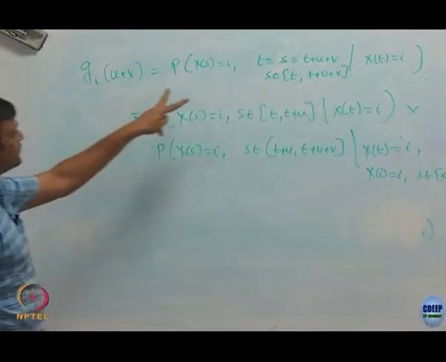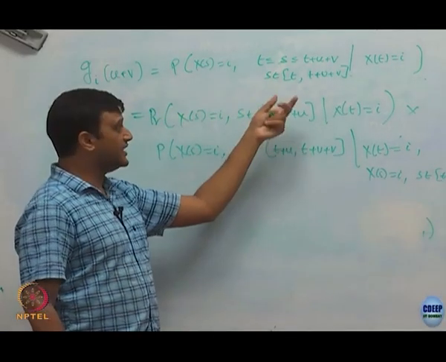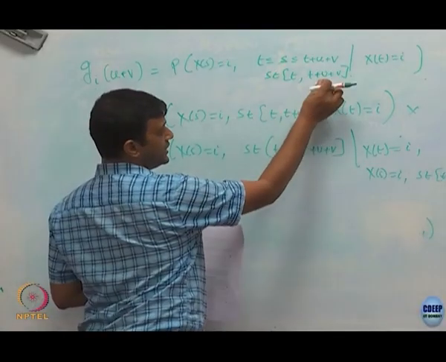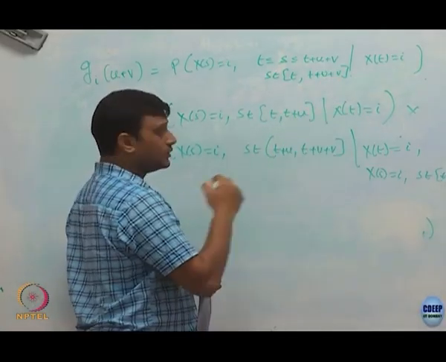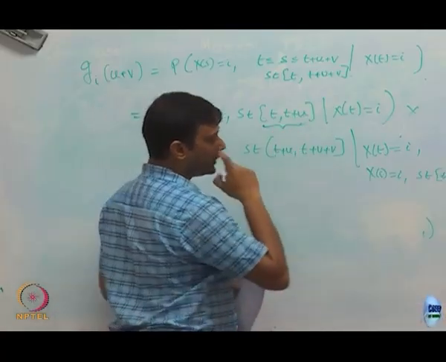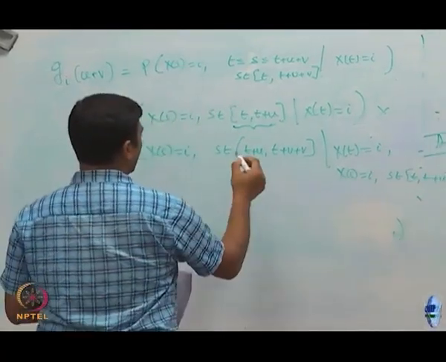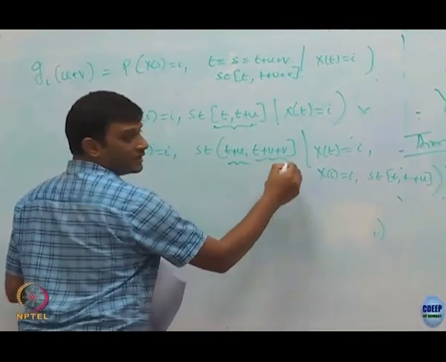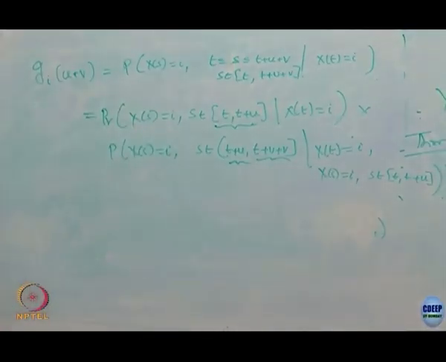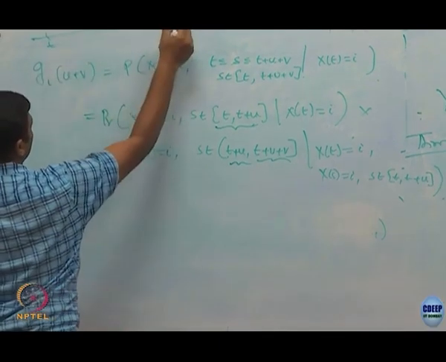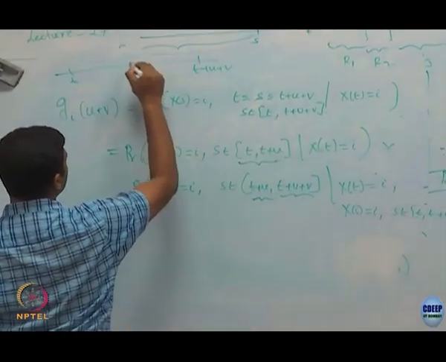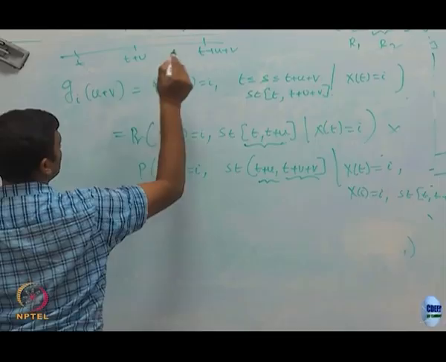So for this probability I just applied the chain rule. I split this interval t to t plus u plus v into t to t plus u, and then t plus u to t plus u plus v. So I have just split my total time between t and t plus u plus v into this part, t plus u, and then the remainder.